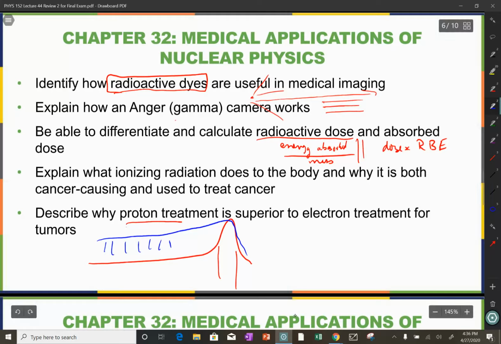So why do we use it to treat cancer? Because we can deposit a huge amount of energy in a relatively small area, and that energy can then cause, sure, some mutations, but it'll cause a whole lot more cell death. And so if you can kill all the cells in that tumor, well, you've killed the cancer.